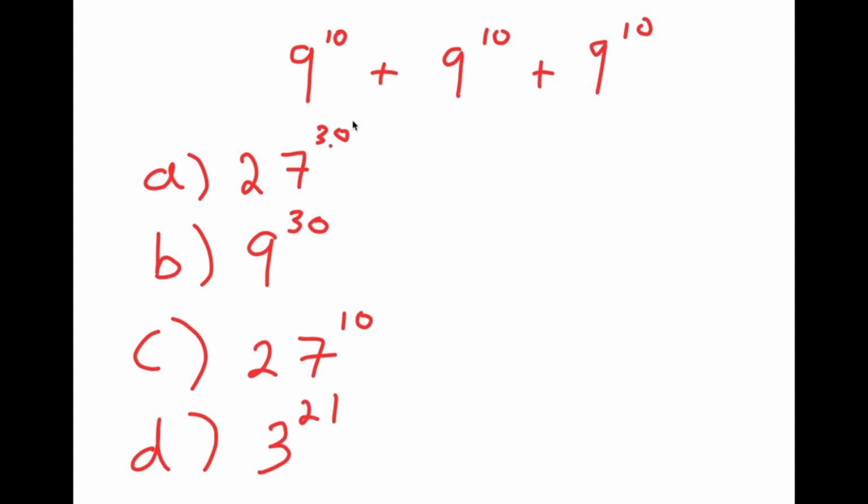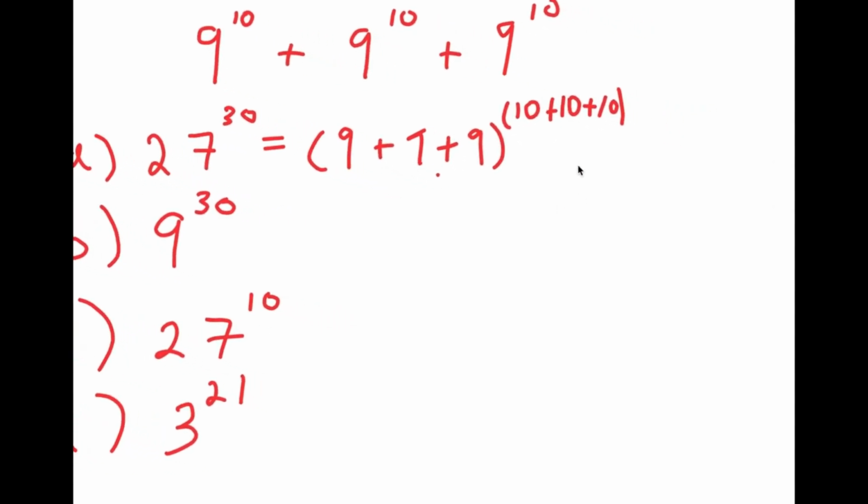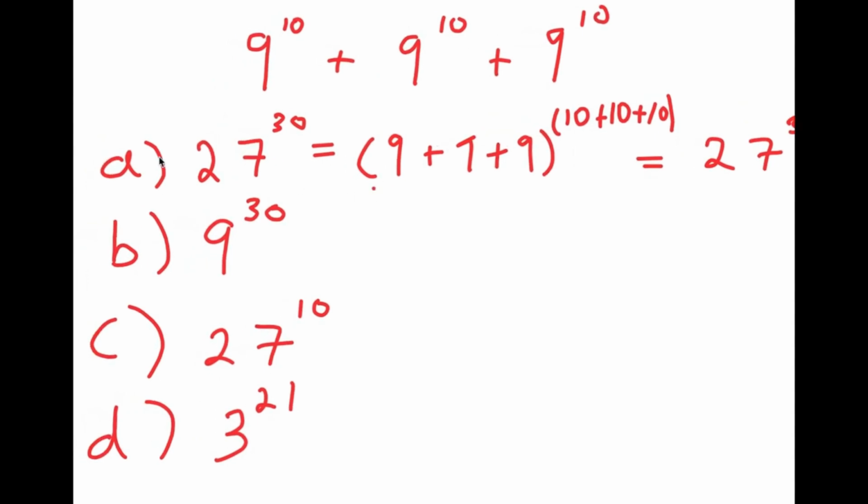So we first have A, 27 to the power of 30, and how this likely resulted was from adding all the bases and adding all the exponents. So we have 9 plus 9 plus 9 to the power of 10 plus 10 plus 10, which is equal to 27 to the power of 30. And this is actually wrong because this is not the proper way to add exponents.